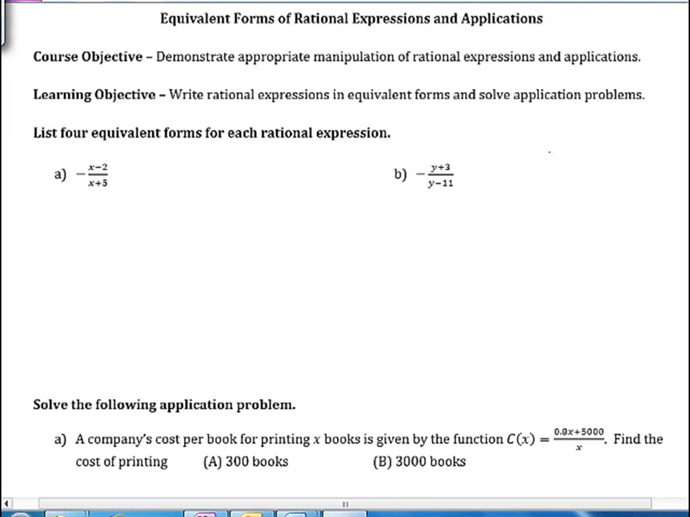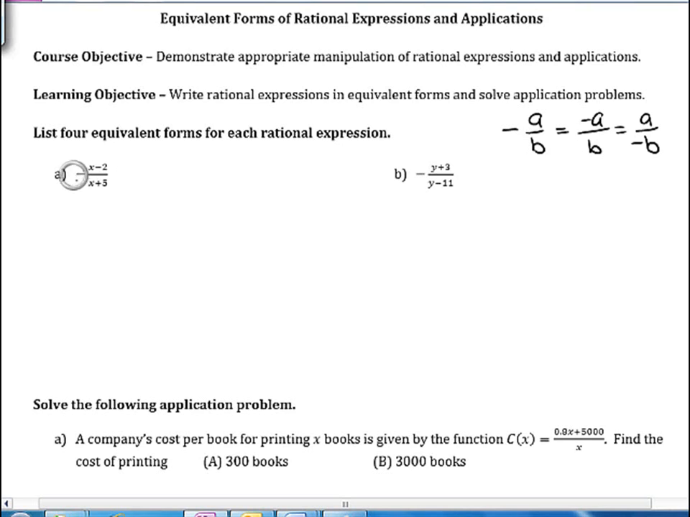This video is about equivalent forms of rational expressions and applications. So we're going to take a look at how to rewrite fractions in some equivalent forms when you have a negative fraction. Remember, you can write the negative sign out in front of the fraction, or you can write the negative sign up in the numerator, and you can also write it down in the denominator. So that's what we're going to be looking at today for rational expressions.